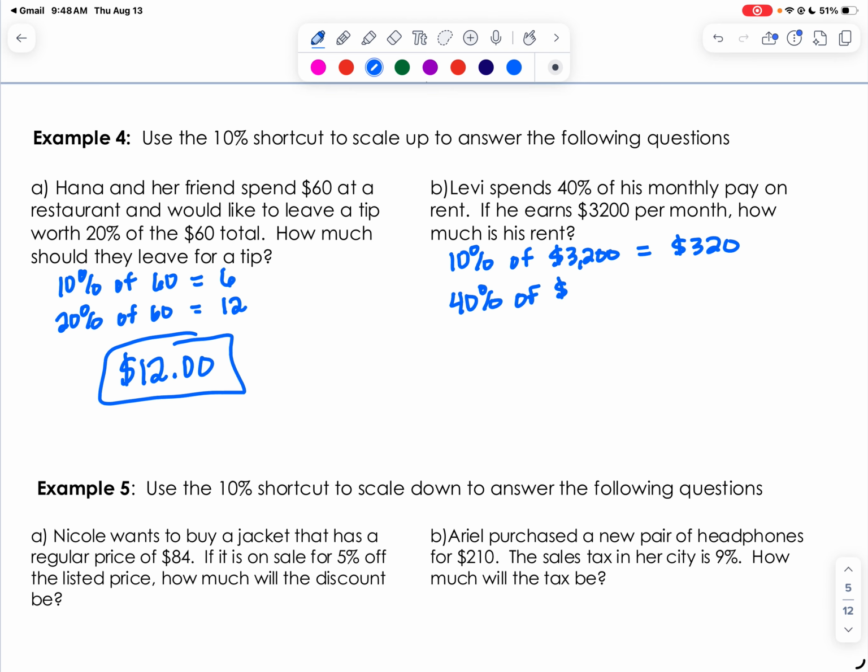So 40%, all we would have to do is multiply that 10% by 4. So 320 times 4. That would be $1,280. That's how much his rent is. So we're using the 10% to get the 40%.